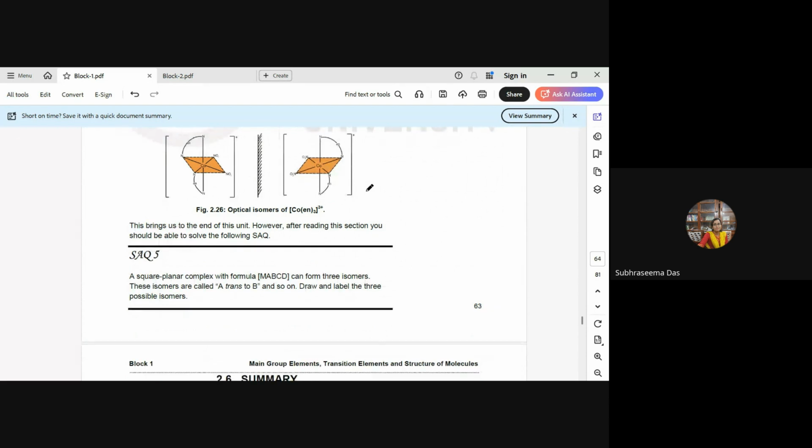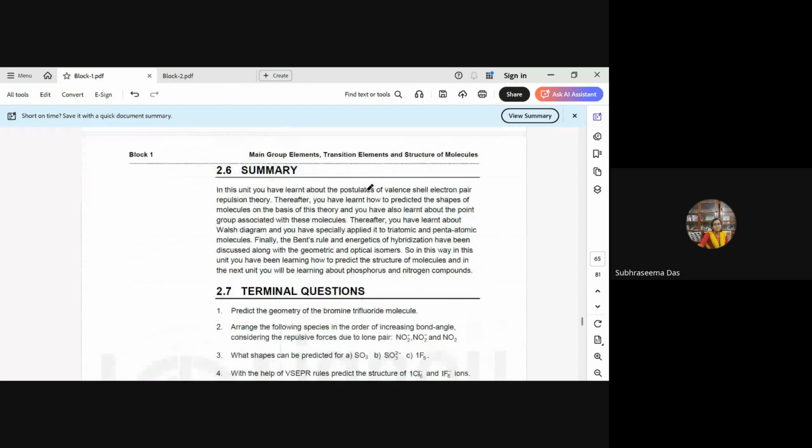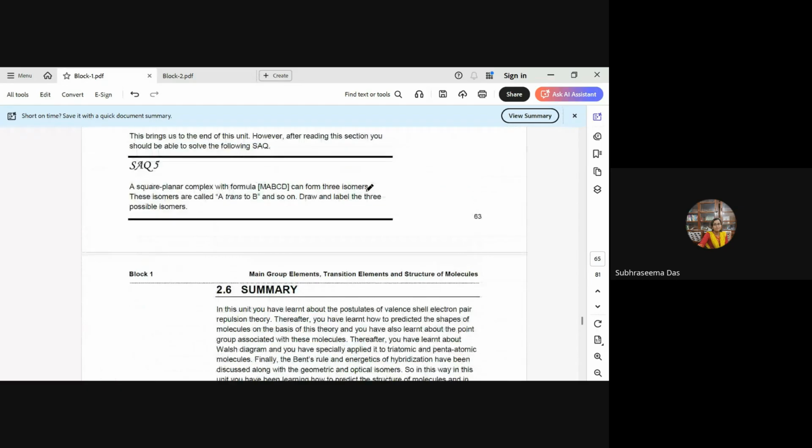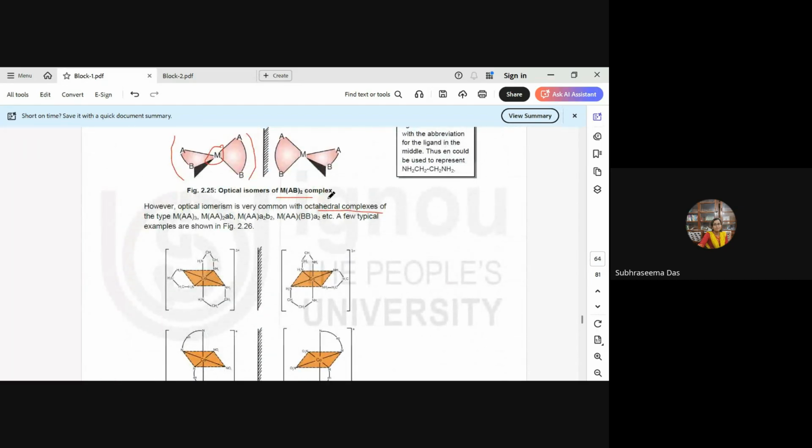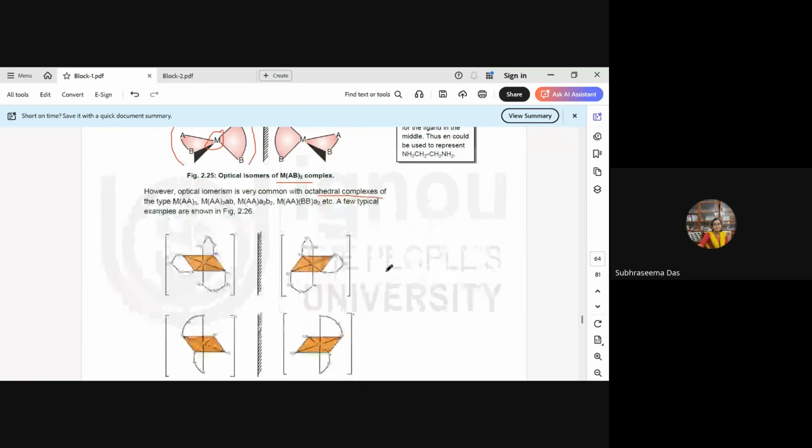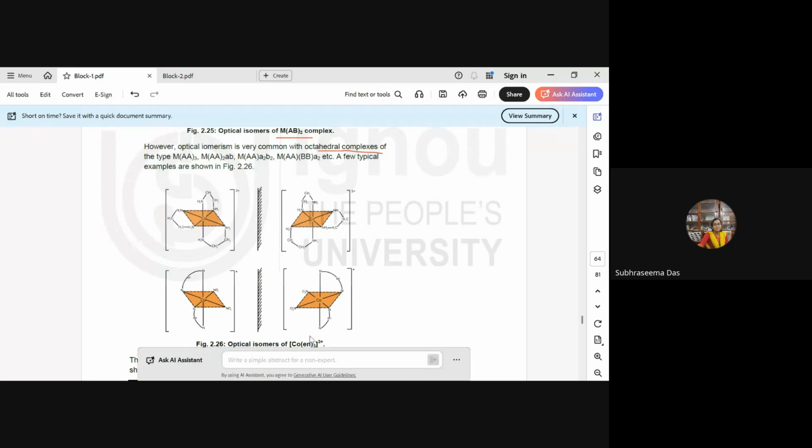So with this, the part on isomerism is over. In summary, we studied the different types of isomerism, particularly geometrical and optical isomerism, Bent's rule, and the VSEPR theory for predicting the geometry of molecules. So with this, we finish this part.